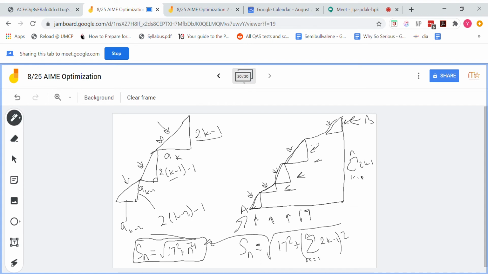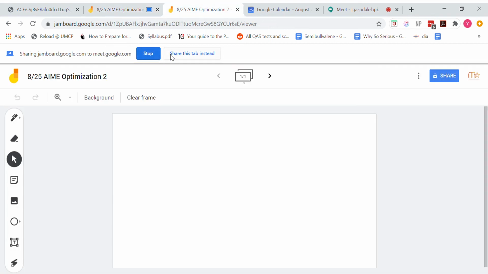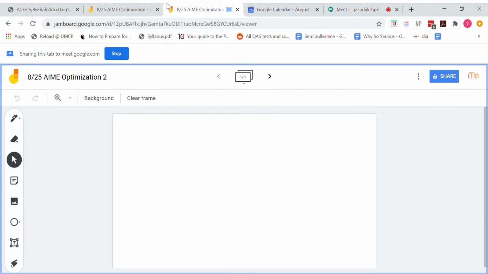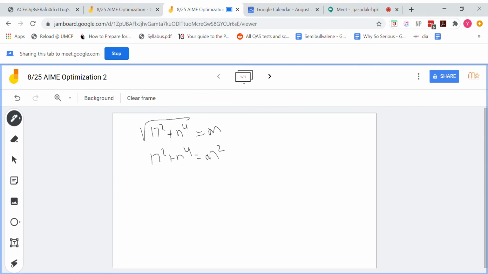And so, therefore, all we need to do is find the value of n that causes this to be an integer now. So if we go to this new Jamboard, all we need to do is find the value of n that makes the square root of 17 squared plus n to the 4th an integer, right? And we'll call this integer m. And so 17 squared plus n to the 4th equals m squared. And so we can rewrite this as m squared minus n to the 4th equals 17 squared. And so we have m minus n squared times m plus n squared must equal 17 squared.